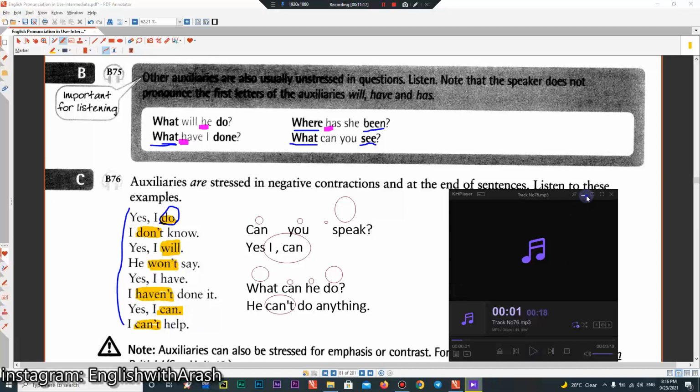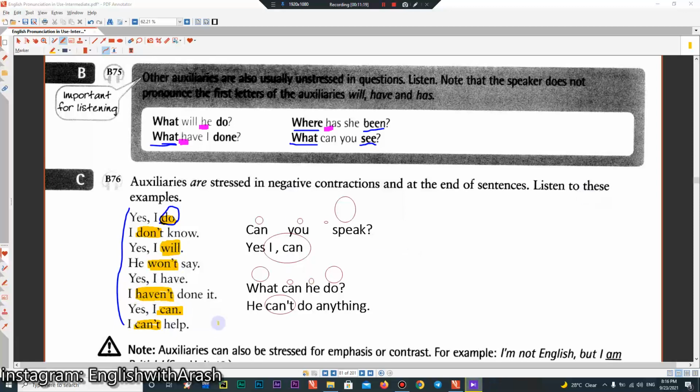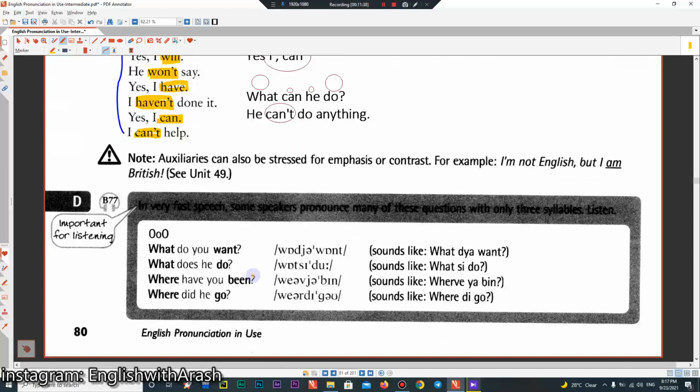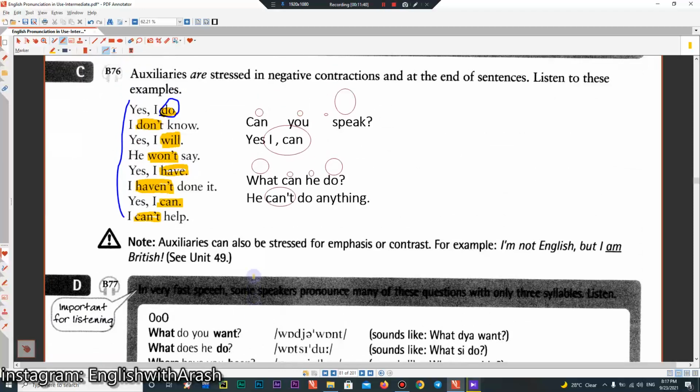So yes, in these formats you see these auxiliary verbs get the stress because they are in negative form or they are at the end of your short answer. So if there's any question, you can type it. We're almost getting close to the exercise part, I guess. There's one more part and then we get to the exercise part.